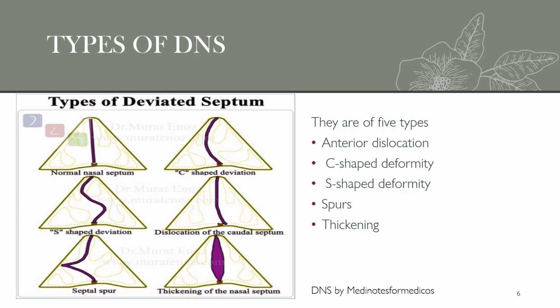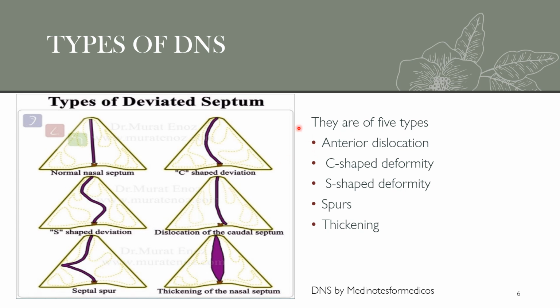Now there are five types of DNS. The first one is the anterior dislocation. If you can see over here, I will be showing you. This over here is a normal nasal septum. When we go for the anterior dislocation, the septal cartilage is displaced into one of the nasal chambers. This is the dislocation of the caudal septum.